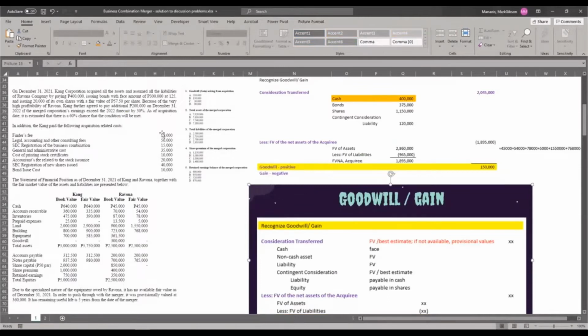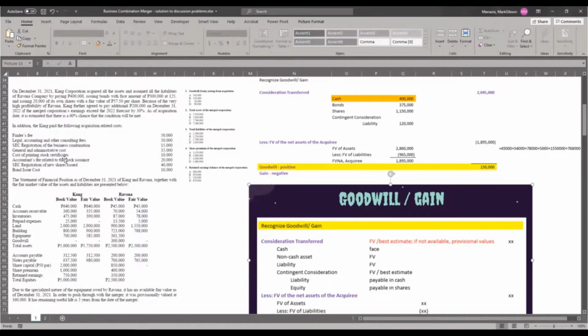Sabi dyan, basahin ko muna ulit pala yung mga other items. In addition, Kang paid the following acquisition-related costs. So, pang ganyan, meron na agad sinasabi. Finder's fee, legal accounting, SEC, registration, general administrative costs. O ito, dito kailangan natin analyze a bit kasi meron ng cost of printing stock certificates, accountant's fee related to the stock issue, SEC registration of new shares issued, and bond issue cost. So tandaan, as a general rule, all the acquisition-related costs are expensed outright except if it's related to bond issue cost and stock issue cost.